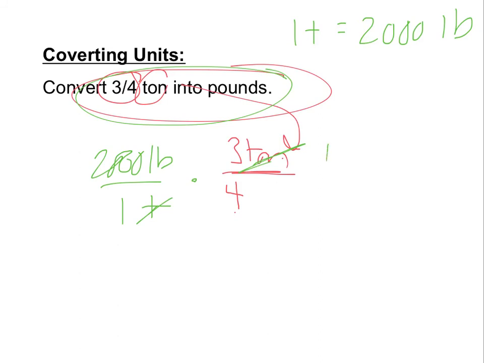2,000 times 3 is 6,000. 1 times 4 is 4. And then you just take 6,000 and divide it by 4, and you get 1,500 pounds.